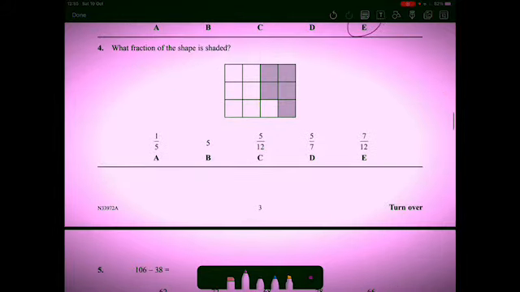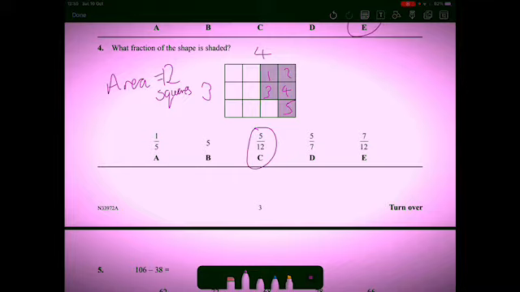Question 4. What fraction of the shape is shaded? This is a 3x4 grid. That means the whole area is 12 squares. We can see that 1, 2, 3, 4, 5 of the squares are shaded, so it's actually 5 out of 12. So we're looking for answer C.